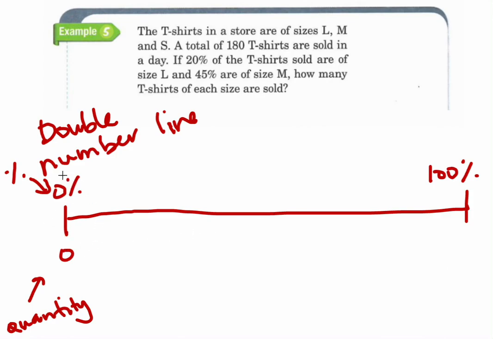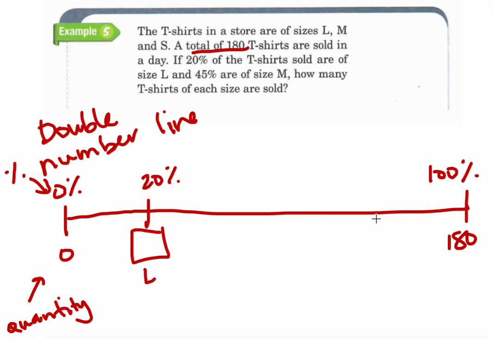Okay? 0% of the t-shirts would be 0 t-shirts. 100% of the t-shirts would be the entire thing, which is the total of 180 t-shirts. So these percents have to line up with the quantity. 0 t-shirts means 0%. 180 t-shirts means 100%, the total amount of t-shirts that are sold in a day. So then you're going to do the same thing with the percentages they gave you. So 20% of the t-shirts are larges. So 20% would be right over here. We don't know how many are larges, but we know 20% are large.